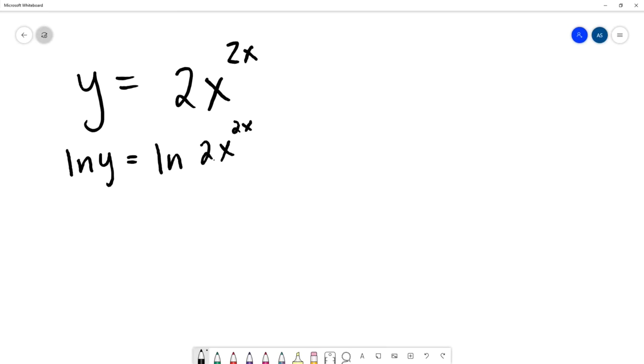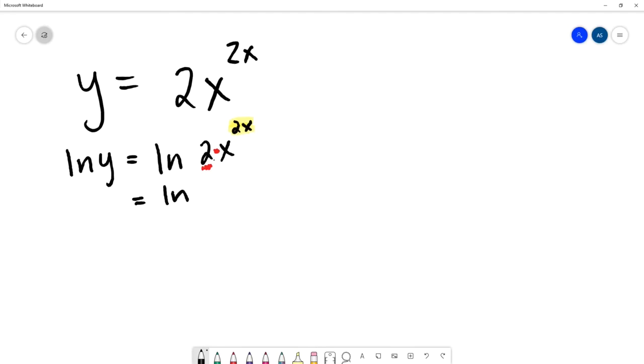So we have natural log of y equals natural log of 2x to the 2x. Now, for us to easily take this derivative, we need this variable that's in the exponent to come out of the exponent. However, we can't do that until we expand this logarithm. This 2, that's the coefficient, prevents me from applying one of my algebra log rules. So I want to expand the log first.